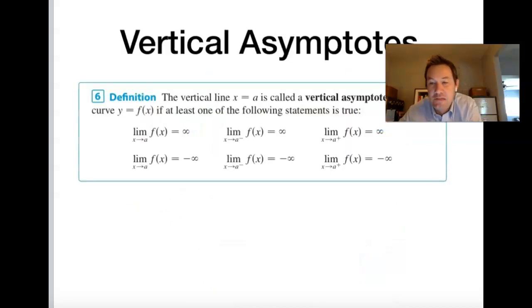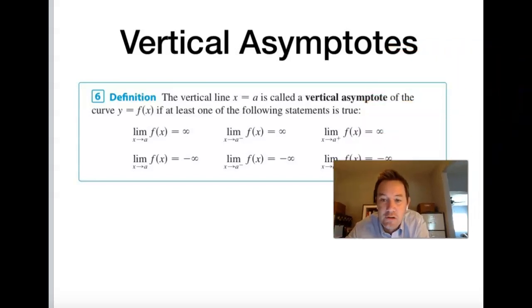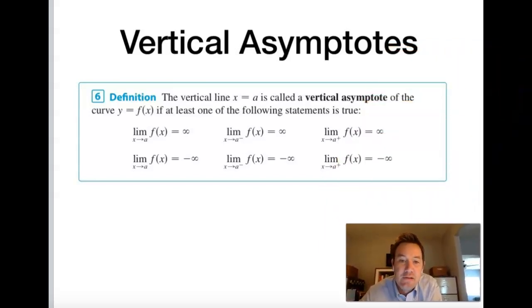We use all of that to give a formal definition of what a vertical asymptote is. And so the vertical line x equals a is called a vertical asymptote of the curve if at least one of the following statements is true. So either the overall limit as x approaches a is positive infinity, the overall limit as x approaches a is negative infinity, or any of the one-sided limits as x approaches a are positive or negative infinity. In any of those 6 cases, if one of them is true, we have a vertical asymptote at x equals a.